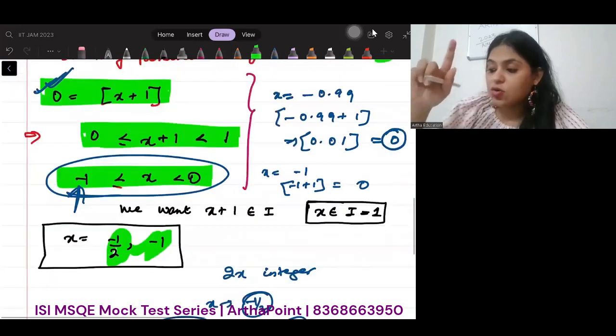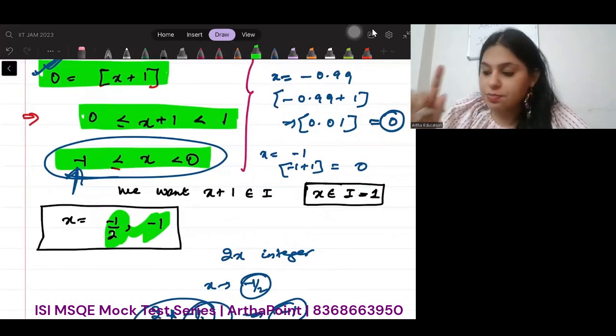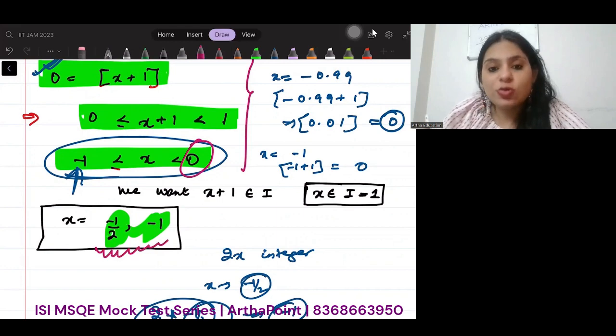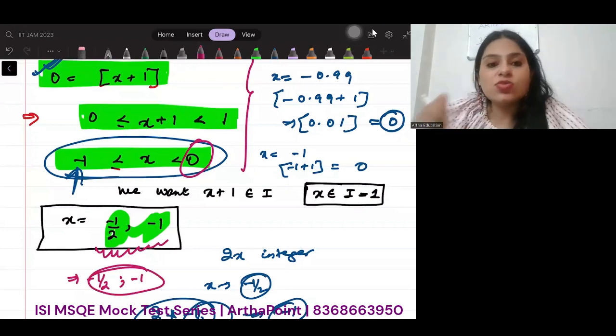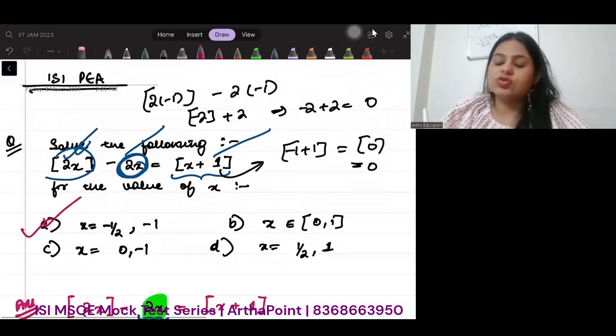I cannot take x as 0 because 0 is not included here. So the only two values that x can take are either minus half or minus 1, and these give integers as required. So the correct answer to this question is A.